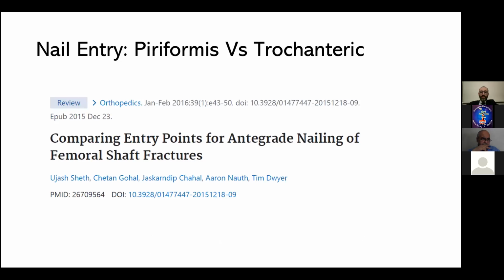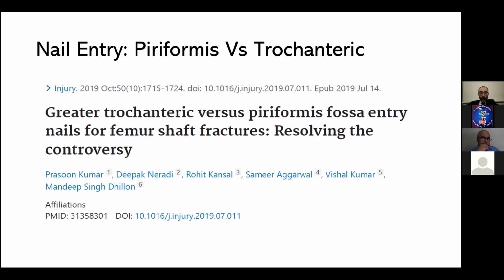What about the evidence? Does it make a difference? This review, 2016, they compared the entry points. Systematic review of 4 studies were included, 570 patients. Another one, 2019, again, they compared 2,050 patients in the greater trochanter entry against 450 patients in the piriformis entry, and they looked at everything: operative time, exposure to fluoroscopy, malunion, non-union, abductor weakness, Harris hip score.